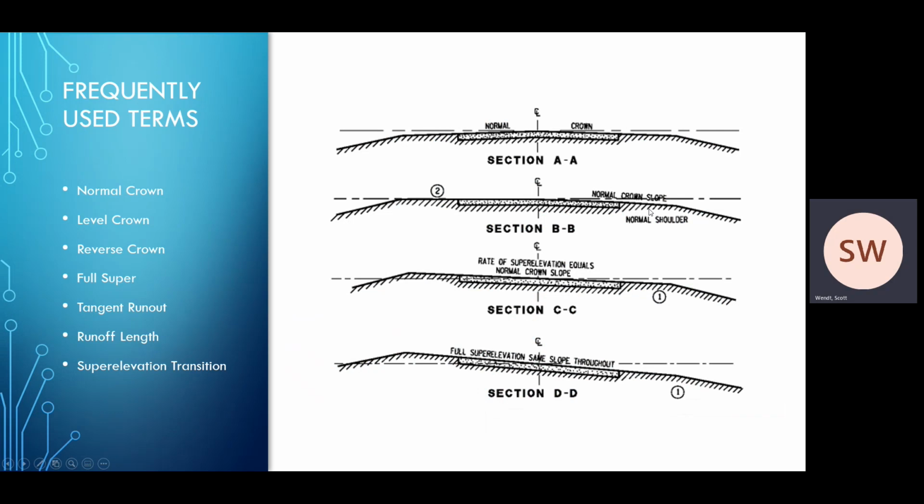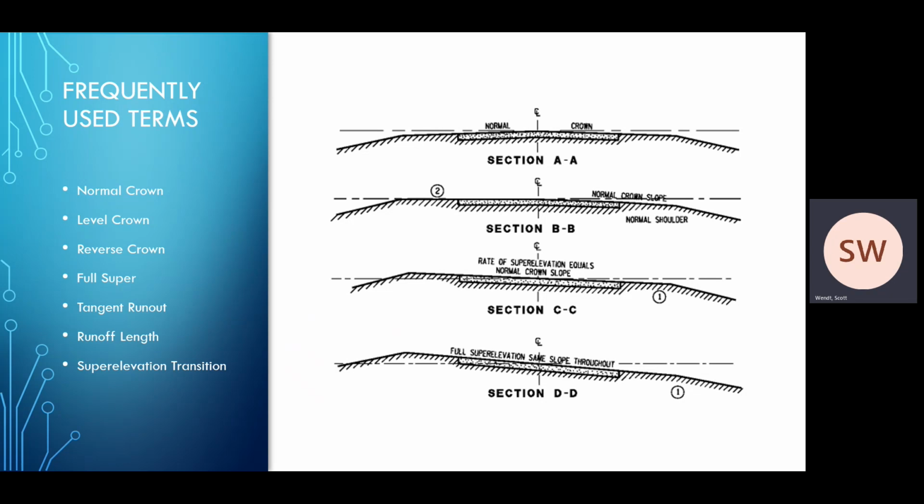As we're going through some of our calculations, you're going to see a lot of these terms today. First is our normal crown. That's the typical cross slope of our roadway section, as seen here in section AA. Our level crown, where our rotated portion of our roadway is flat at 0%, as shown here in section BB. Our reverse crown, where our rotated section is now equal in slope, opposite in value, as shown in section CC. And our full super, where our roadway has rotated and is at a full superelevation value.